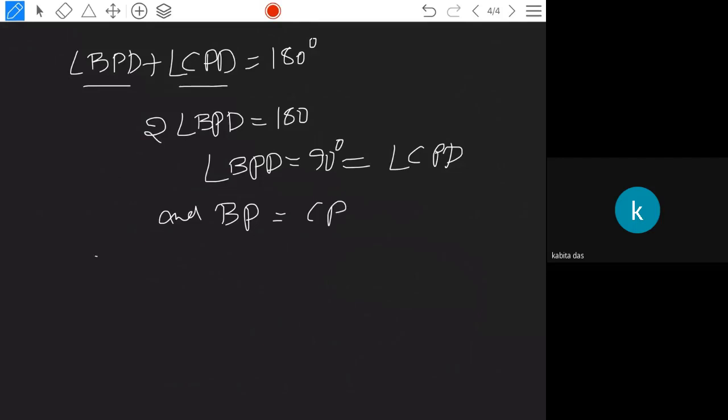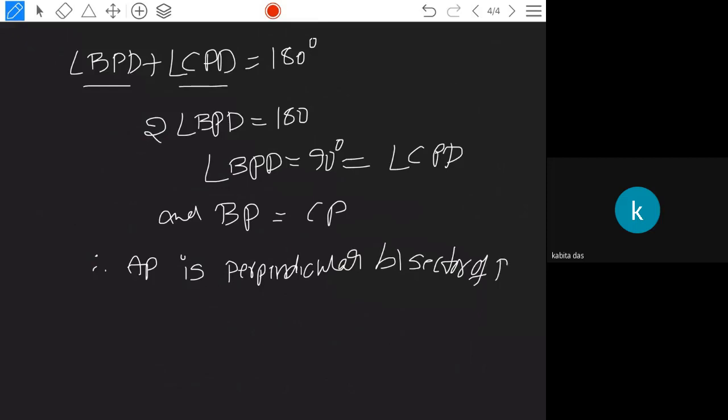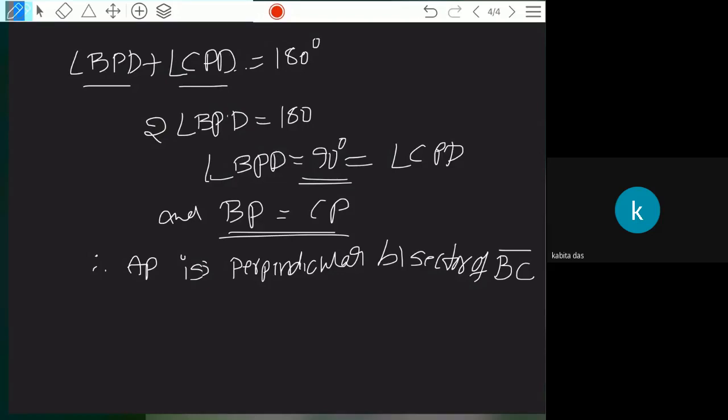Therefore you can say that AP is the perpendicular bisector of BC. Perpendicular is nothing but 90 degrees, which we have proved. And bisector is nothing but both are equal parts. That also we have proved. That is all it was asking you to prove here. Isn't it?